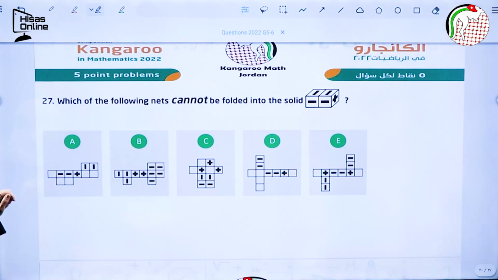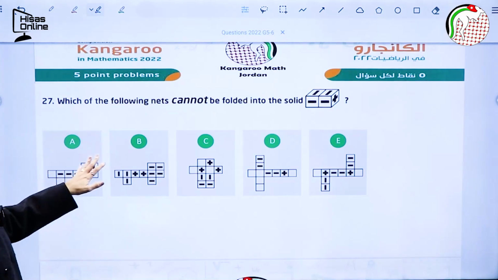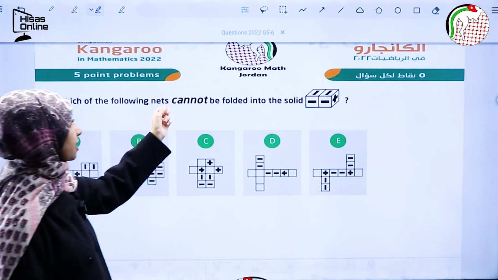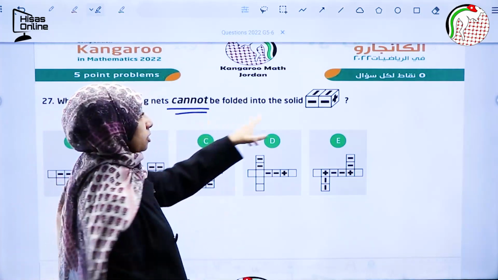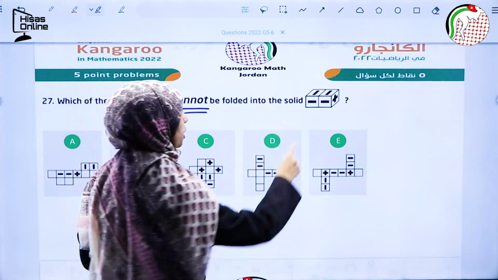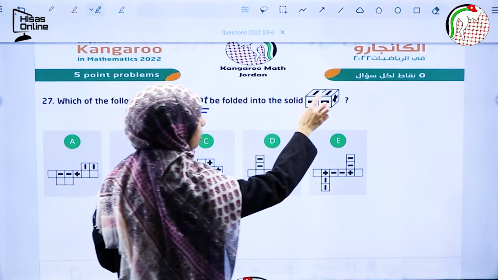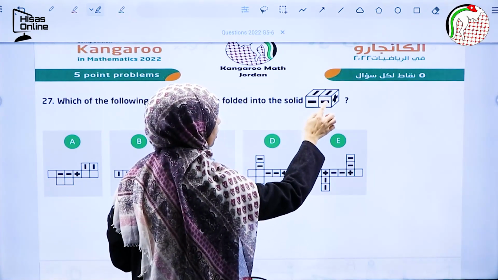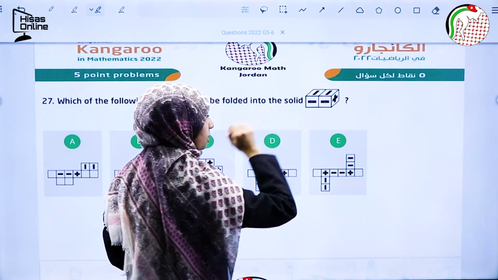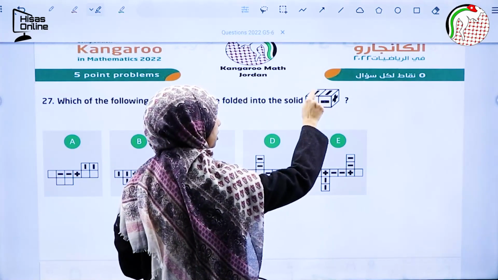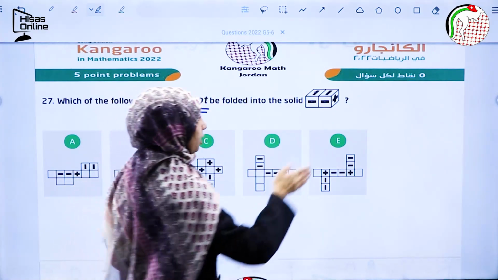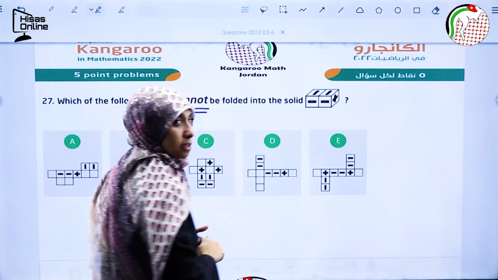Question 27. Question 27 here, which of the following nets cannot be folded into the solid that is shown here? Now, let's see in the shape here in our solid, we have horizontal and vertical minus sign, okay, and one side is a plus sign.